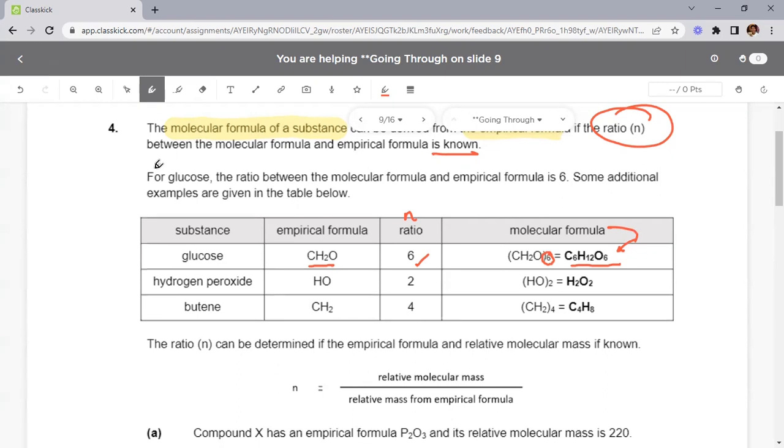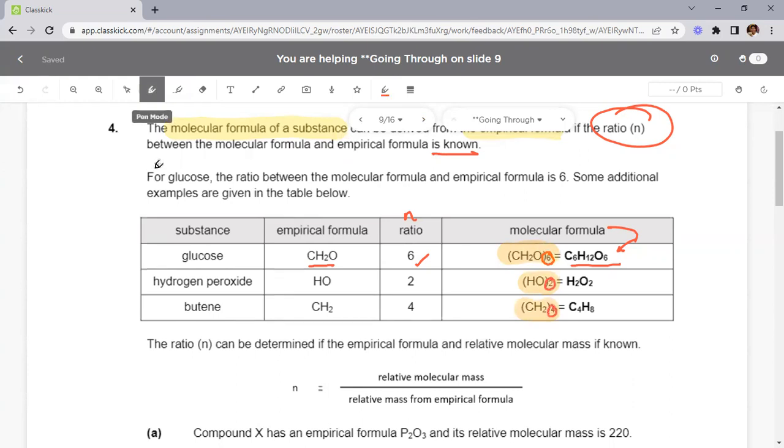Hydrogen peroxide, the empirical formula is HO. I know the ratio is 2. So I'm going to multiply HO by 2, and I get H2O2. Butene, the empirical formula is CH2. The ratio n is 4. So I'll put a 4 at the bottom here. So it's C4H8. I want you to take note of how the n is used. Where did I insert the n?